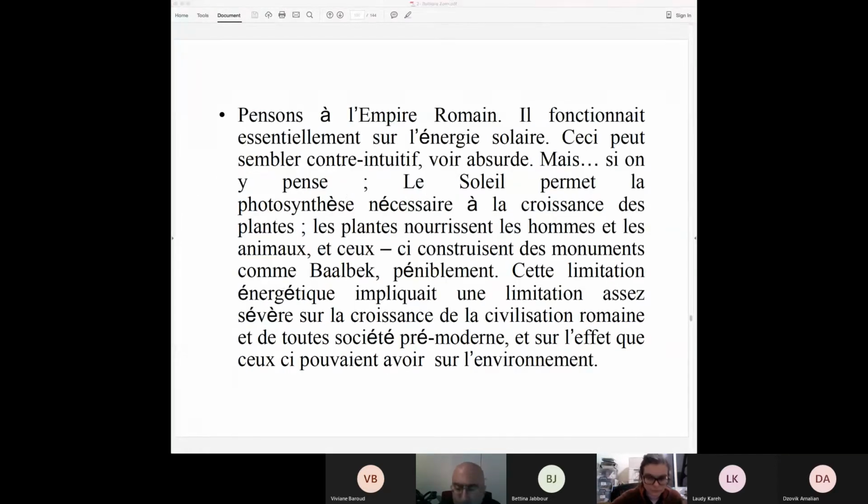But before we do this, let's try to understand the foundations of civilization as a whole and, of course, of modernity. Let's take a pre-modern example. And that pre-modern example is something like the Roman Empire.